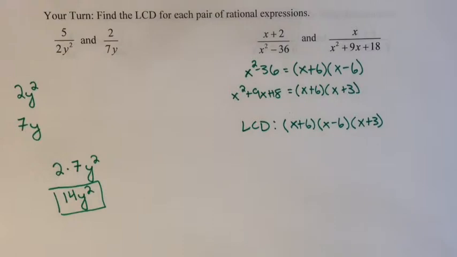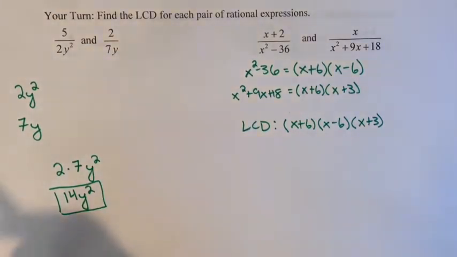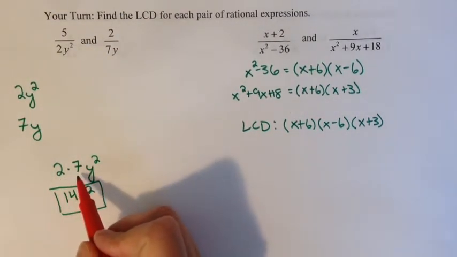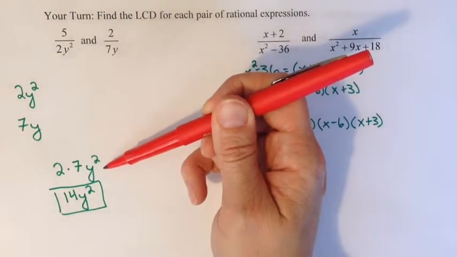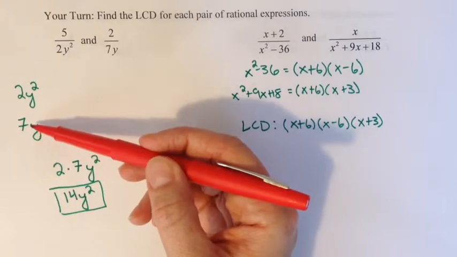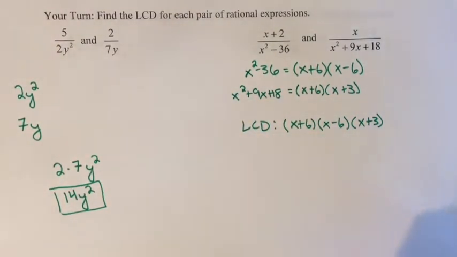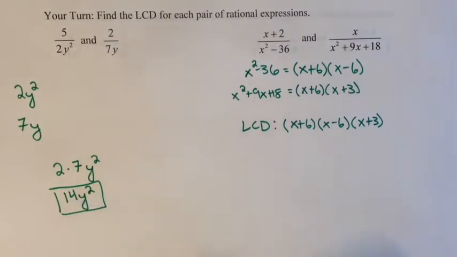And we're back. Let's look at this first problem together. My two denominators were 2y squared, 7y. So I went ahead and noticed that because of the 2 and the 7, I'll need a 2 and a 7 in my least common denominator. And because of the y squared, I'll need at least a y squared. Because this one has just a single y, I don't need any more y's, since I already have it covered with the y squared, making my final least common denominator 14y squared.